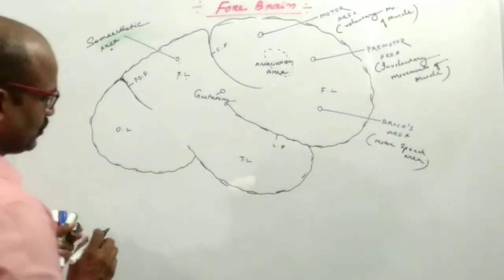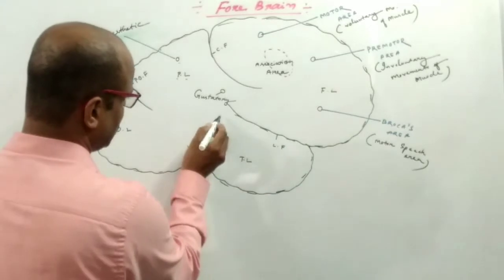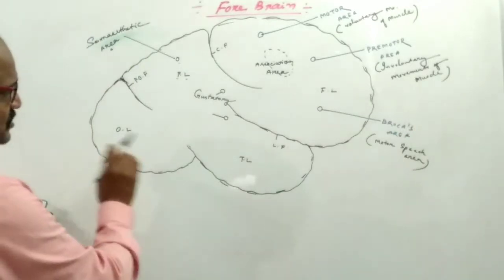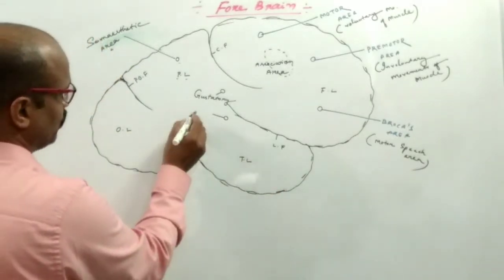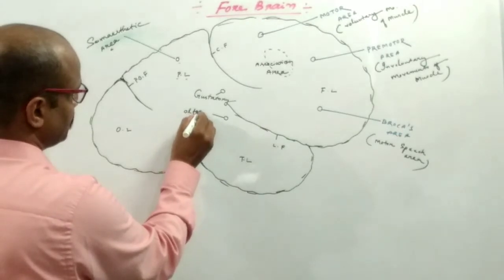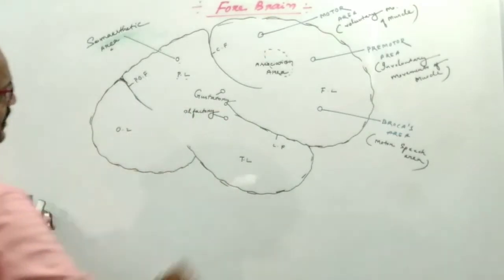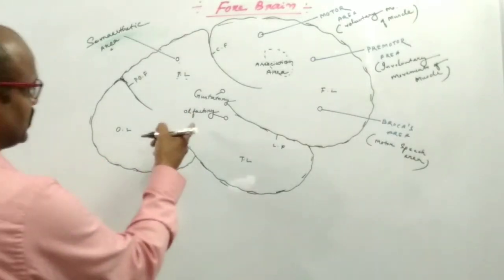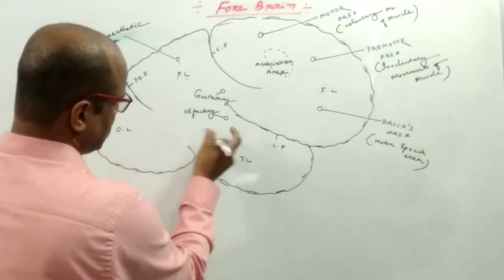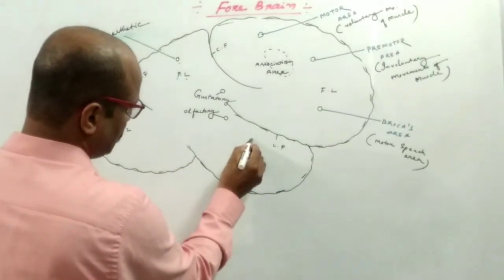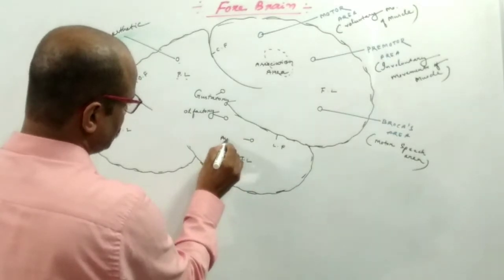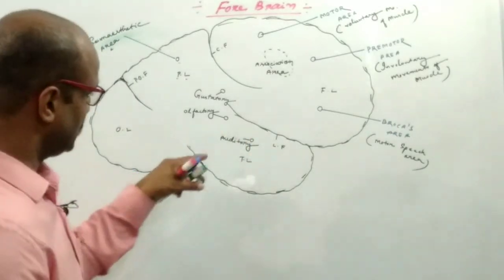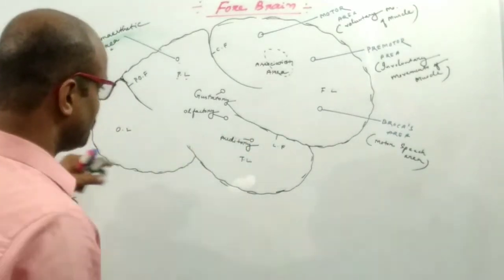The temporal lobe contains three important areas. The olfactory area, which is present on the dorsal side of the temporal lobe, is related to the sense of smell. Just below the olfactory area, there is the auditory area, which is the sense of sound related to the ear.